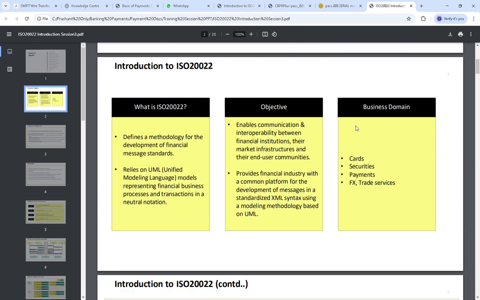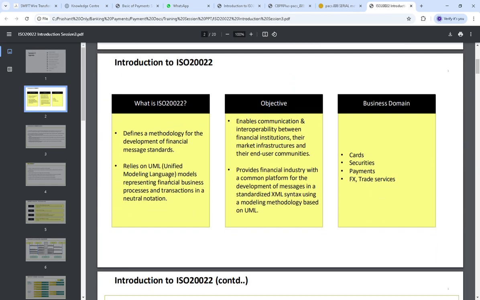So now we have already discussed this. By the way, this is the second presentation. The first presentation I am done with. Now this is the second presentation.